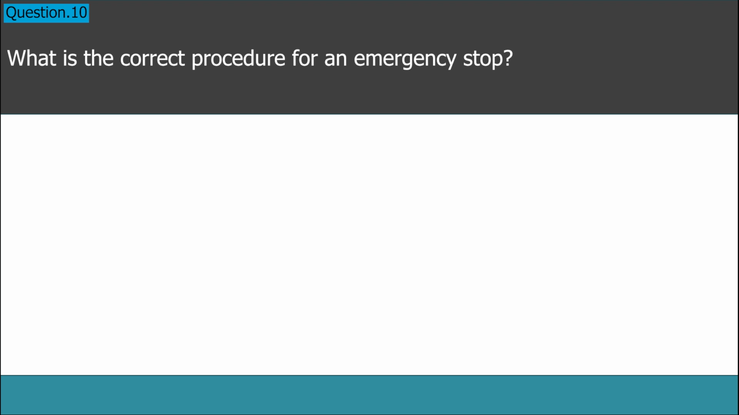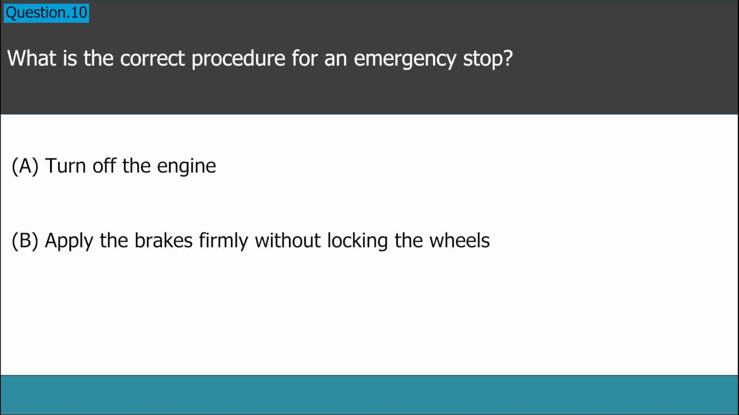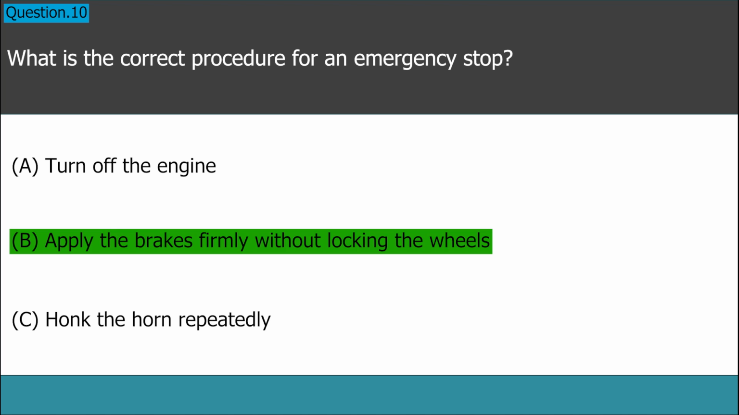What is the correct procedure for an emergency stop? A. Turn off the engine. B. Apply the brakes firmly without locking the wheels. C. Honk the horn repeatedly. Answer: B. Apply the brakes firmly without locking the wheels. Applying the brakes firmly without locking the wheels helps to stop the vehicle safely.